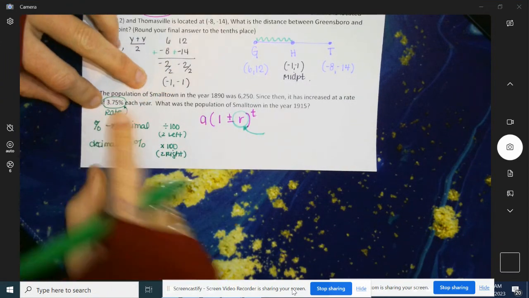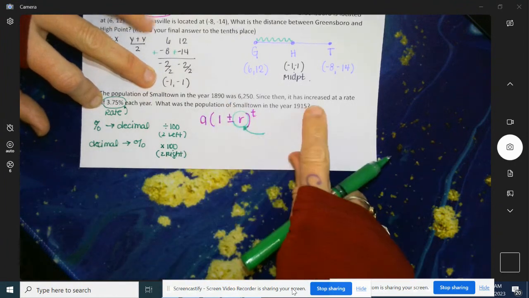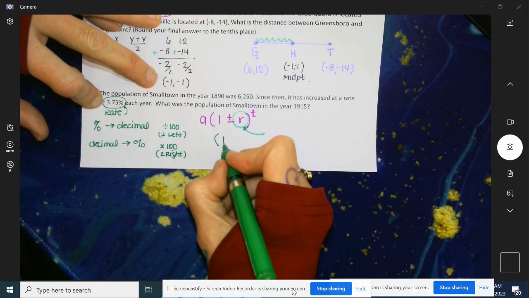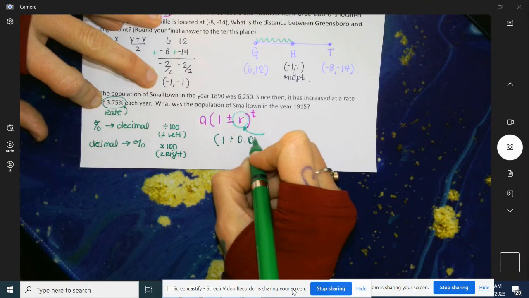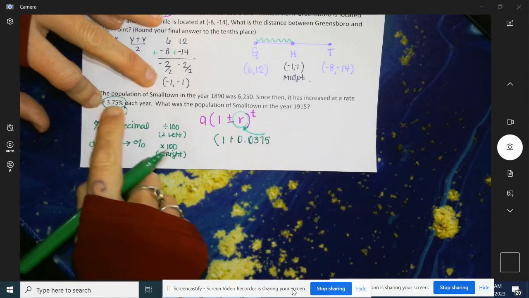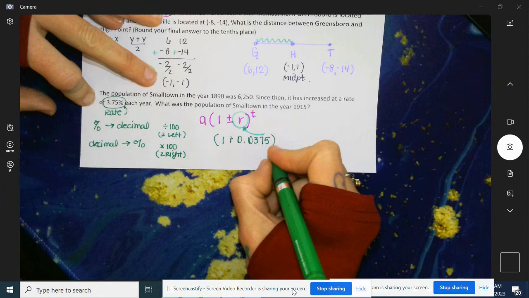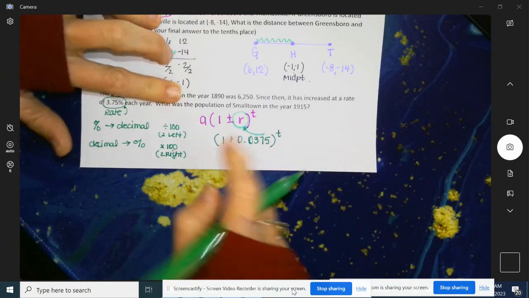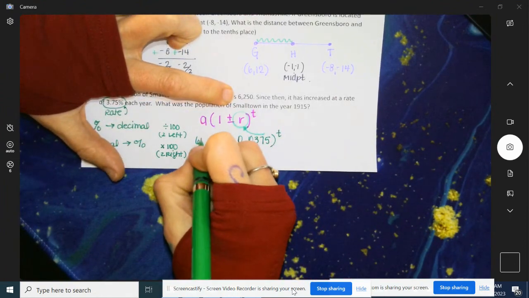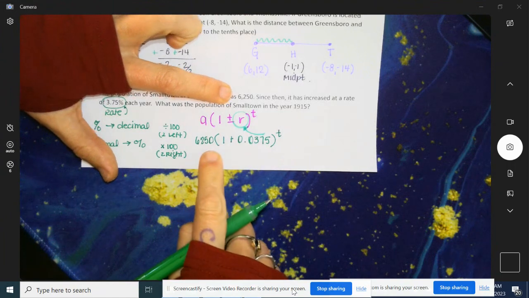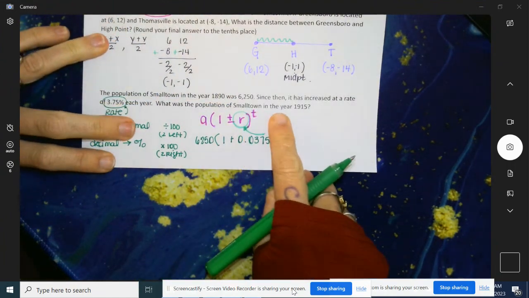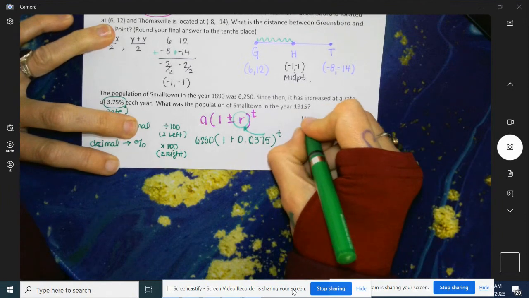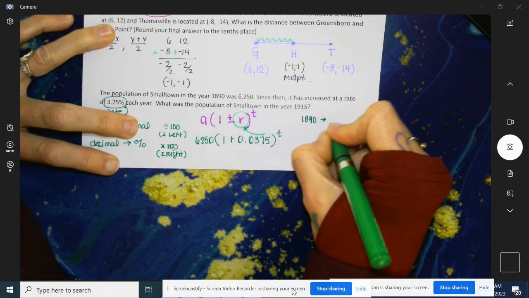Now, Jay gave us that our percent, so it's increasing, so we are going to add. So 1 plus 0.0375, moving 2 to the left. We're going to raise it to the T. Our starting amount is 6,250. What is the population of the small town in year 1915? So we're tracking it from 1890 to 1915.